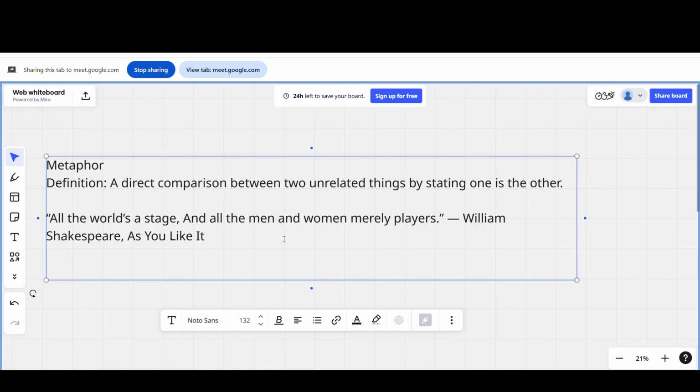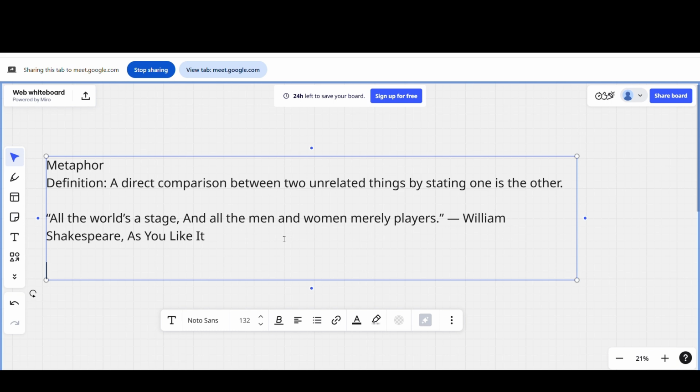This stuff can come, like I've said before, in the form of match the column. They will give you the definition. They'll say a direct comparison between two unrelated things, then you'll have to give the answer that it is metaphor. Or maybe they'll give you a line, like all the world's a stage, then they'll ask whether this is a metaphor, or a simile, or a hyperbole or something. So if you know the meaning of a metaphor, you can definitely give an example.